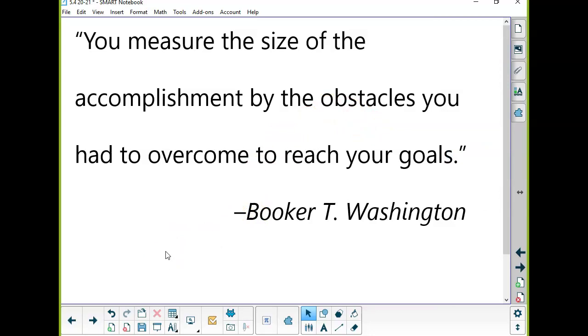All right, quote for today. You measure the size of the accomplishment by the obstacles you have overcome to reach your goals. It's all about the struggles and challenges, I think.